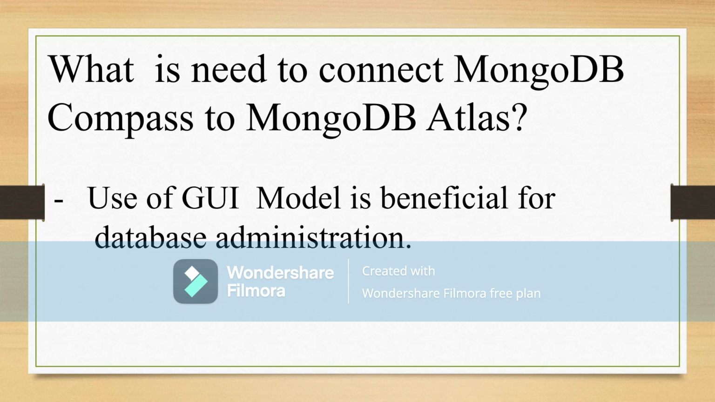In the same manner, we can say use of a GUI model is beneficial for database administration. Whereas MongoDB Compass is like a GUI model and MongoDB Atlas is for database administration. And if we use a GUI, it will be useful to store data or to do administration.